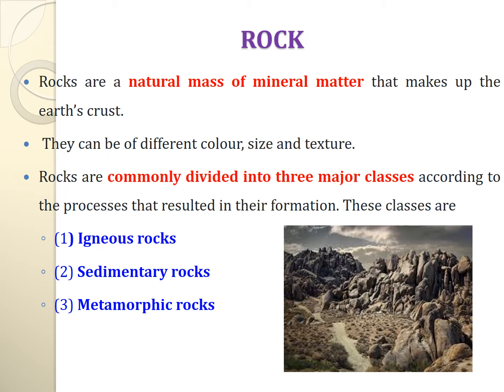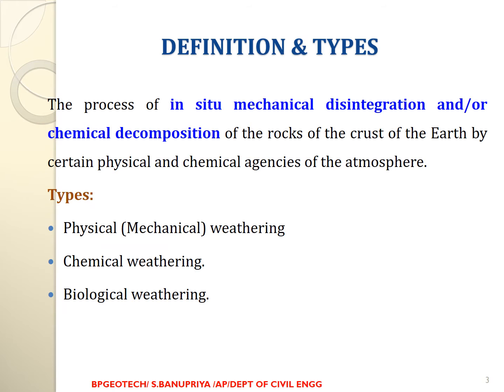Rocks are divided into three types based upon their formation. The different types of rock are igneous rock, sedimentary rock and metamorphic rock. As we all know, rock is nothing but a composition of minerals.